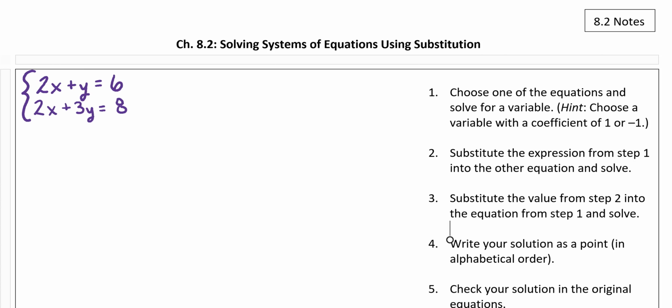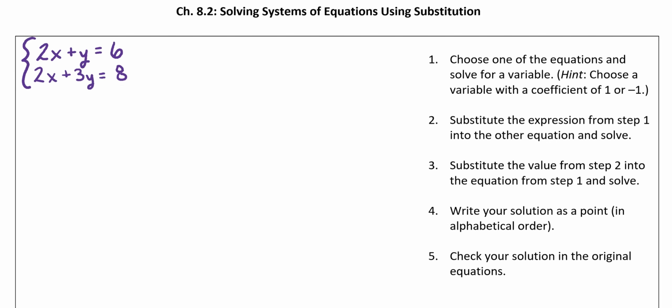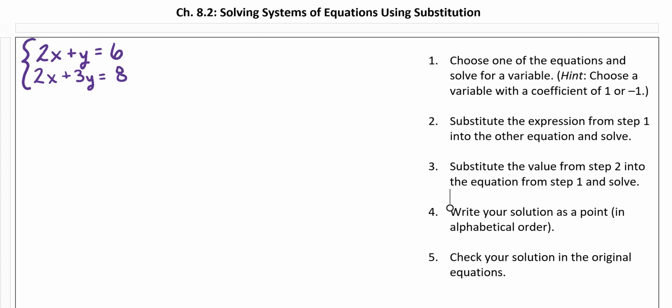Okay, so there are 5 steps to use substitution. Our first step is to choose one of the equations and solve for a variable. And notice they give us a hint here. Choose a variable with a coefficient of 1 or negative 1. So what that means is, if you look over here at these two equations, we have 2x and y, 2x and 3y. The number in front is the coefficient, if you will recall. So this coefficient is a 2. This one is understood to be a 1, a 2, and a 3.